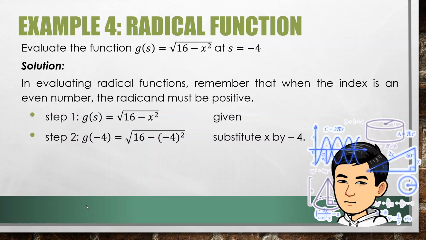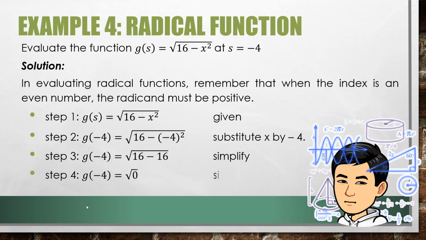So, step 2, we have g of negative 4 is equals to square root of 16 minus negative 4 squared. And then, simplify natin, we have g of negative 4 is equals to square root of 16 minus 16. Okay, so 16 minus 16 is equals to 0. So, simplify natin yon. We have g of negative 4 is equals to the square root of 0. And then, the square root of 0 is equals to 0. So, our final answer is g of negative 4 is equals to 0.